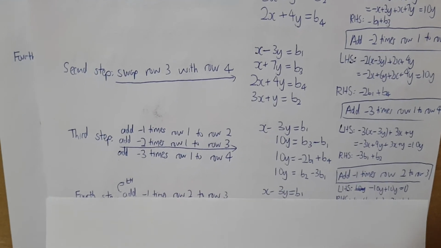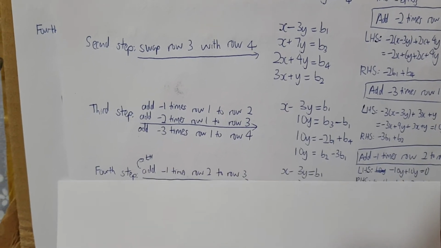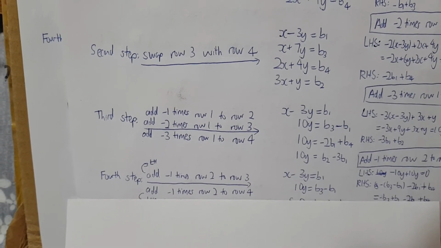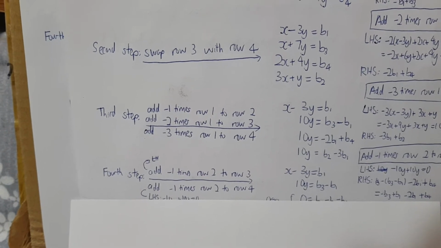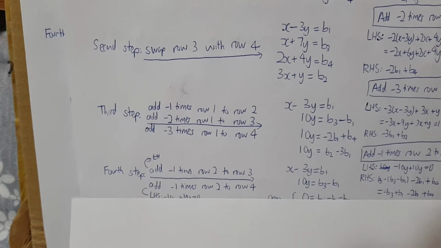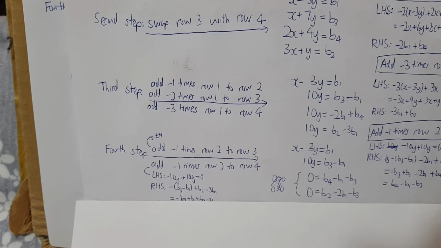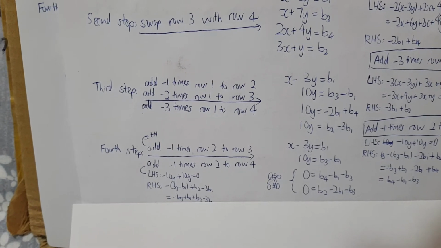So hence, after this, what do we do? Fourth step, we want to eliminate the y variables in the third and fourth rows. So add minus 1 times row 2 to row 3 and minus 1 times row 2 to row 4. Hence, we get this. However, after reducing, we get this kind of form.